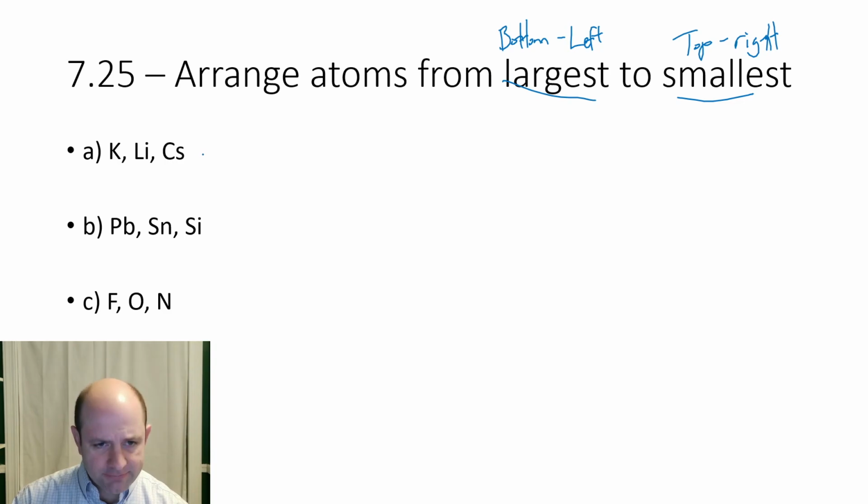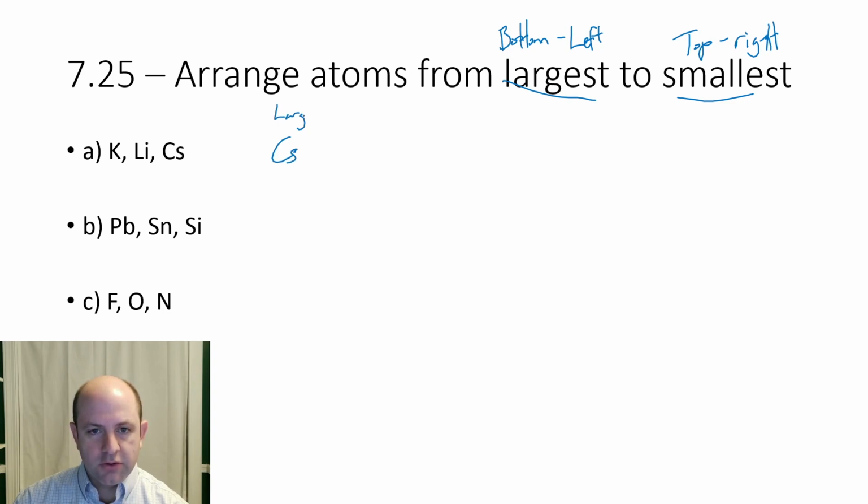So when we look at these, we say, okay, potassium, lithium, cesium, they're all in group 1A. They're all in that far left column, the alkali metals. So since they're in the same column, we only care about top to bottom. The largest will be at the bottom, and that's cesium. So cesium will be the largest.